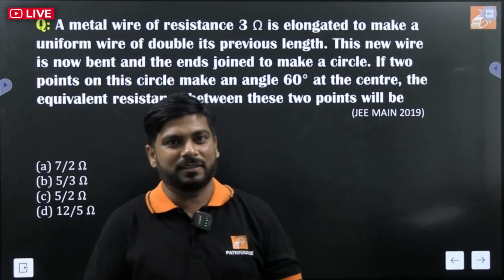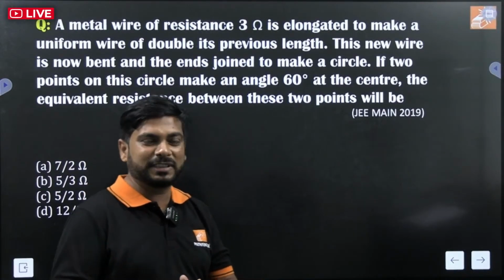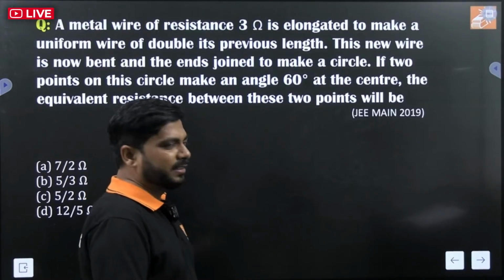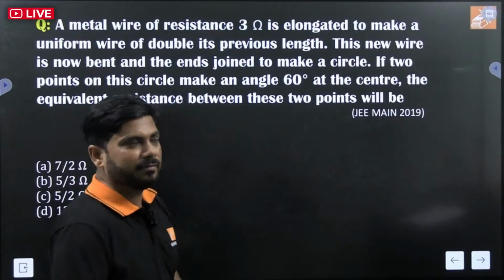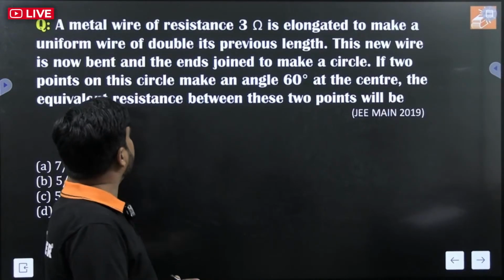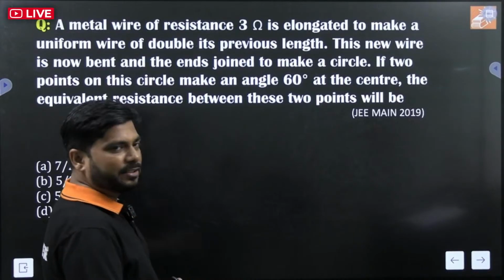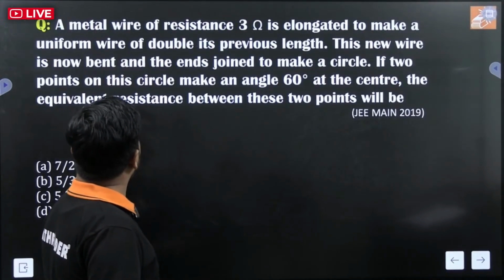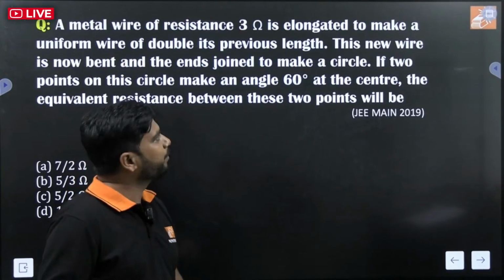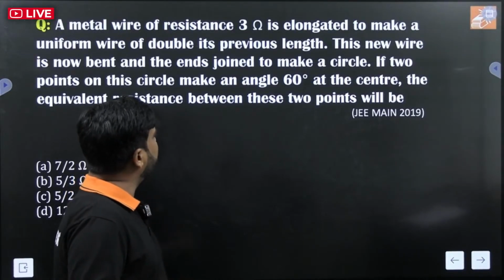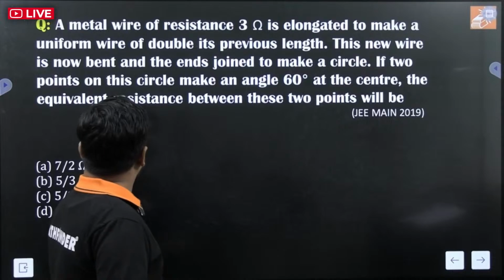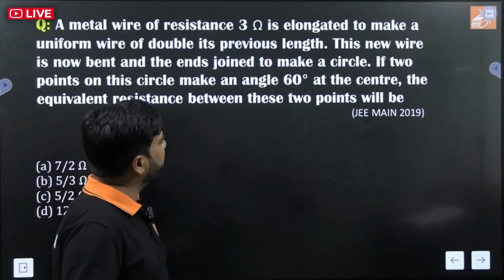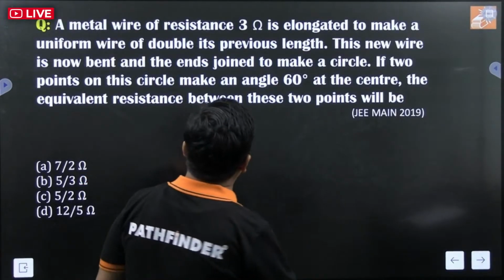So let's begin the series of this Arambha series from the first question, which is pretty straightforward, and it's a very easy question, and it has been asked in JEE Main 2019. So I am reading this question out. A metal wire of resistance 3 ohm is elongated to make a uniform wire of double its previous length. This new wire is now bent and the ends joined to make a circle. If 2 points on this circle make an angle 60 degree to the center, the equivalent resistance between these 2 points will be. There are 2 key points here.